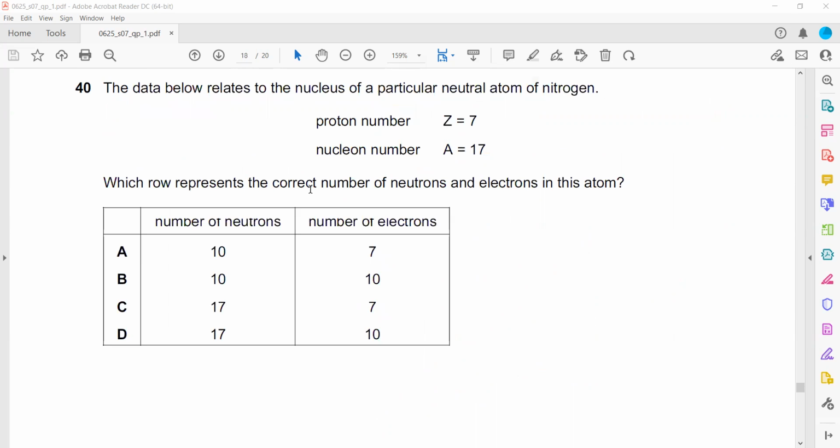The data below relate to the nucleus of a neutral particle, proton number 7 and nucleon number 17: the number of neutrons and number of electrons. Because it's a neutral particle, the number of electrons should be the same as the number of protons. So 7. And the number of neutrons is the nucleon number minus the proton number, so 17 minus 7, which equals 10. So A will be the right answer for this.